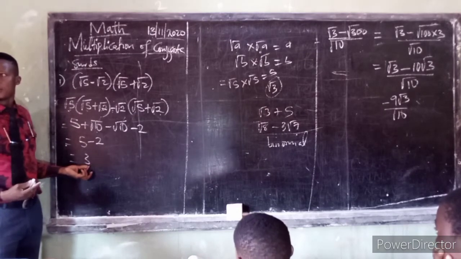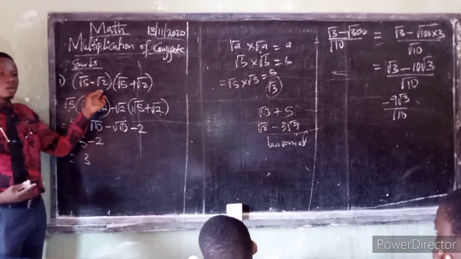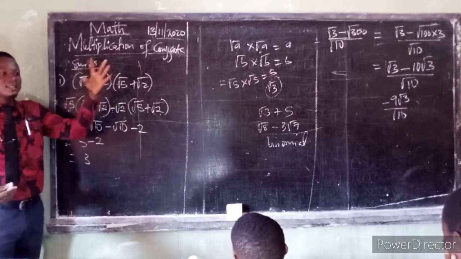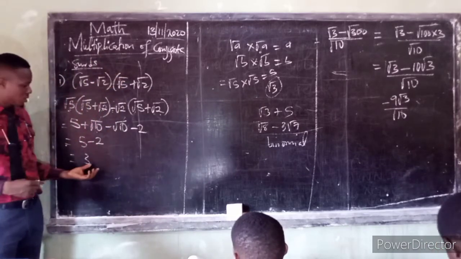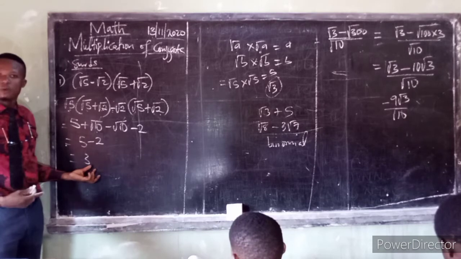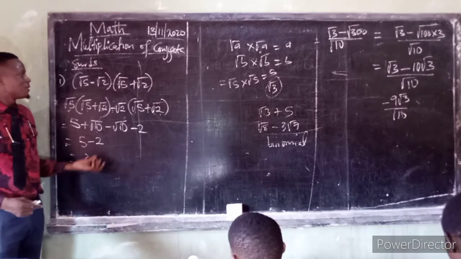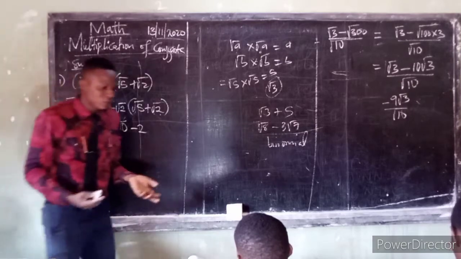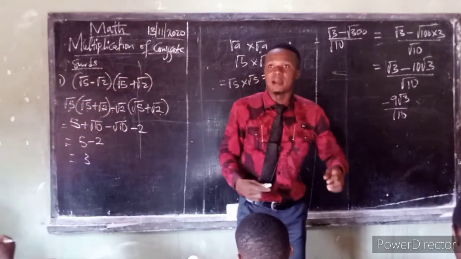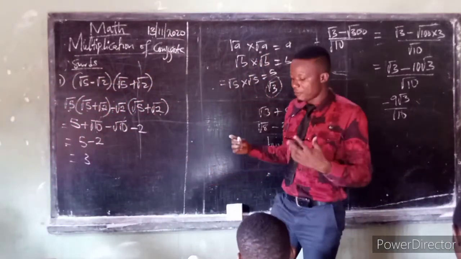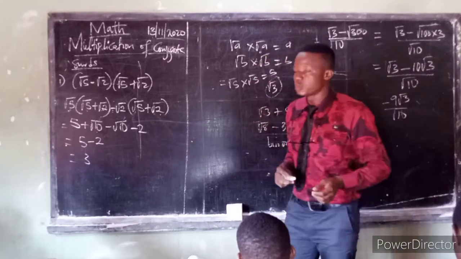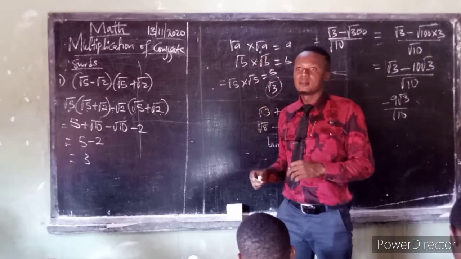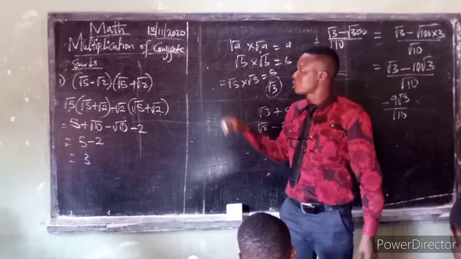You understand now? Whenever you multiply a surd by its conjugate, it does away with the surd to give you an ordinary number. That's the funny thing about conjugate surds. Remember, conjugate surds are just those surds that differ by just their signs. They have everything in common, but the only difference between them is their sign.